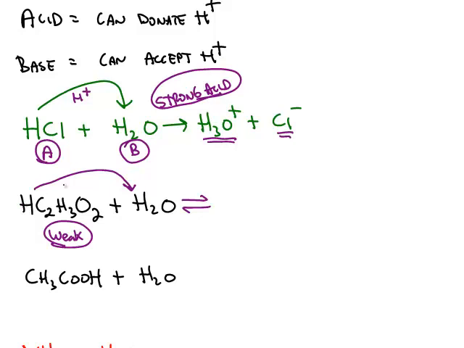If I add an H+ to water, it's going to turn into the hydronium cation. And the original acetic acid, after it loses an H+, is going to turn into the acetate anion. Notice the reaction is balanced for atoms, and it's also balanced for charge.